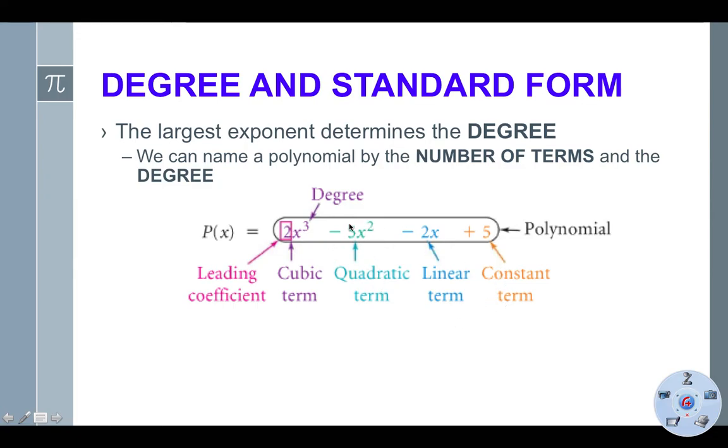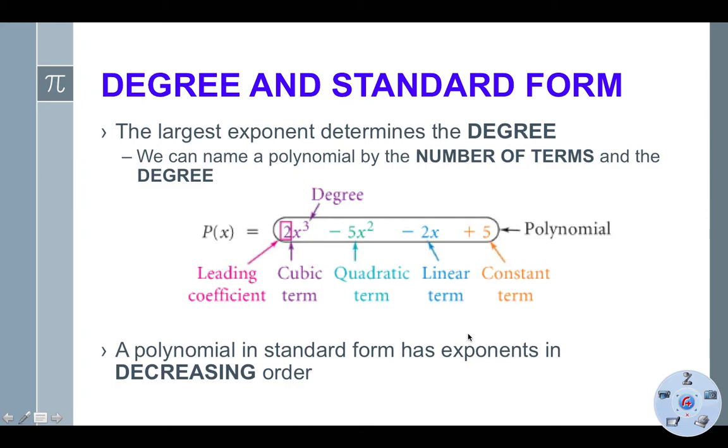And then we can name each of the terms as we did before in the quadratic. In the quadratic, we only had quadratic, linear, and constant terms, but now we can get larger terms. In this case, a cubic. Anything to the third power is called a cubic term. So p of x would be called a cubic with 4 terms. So it's got a number of terms, which is 4, and it's got a highest degree of 3. And as I mentioned, a polynomial in standard form has exponents in decreasing order. So this is in standard form because it goes 3, 2, 1, and then constant at the end.